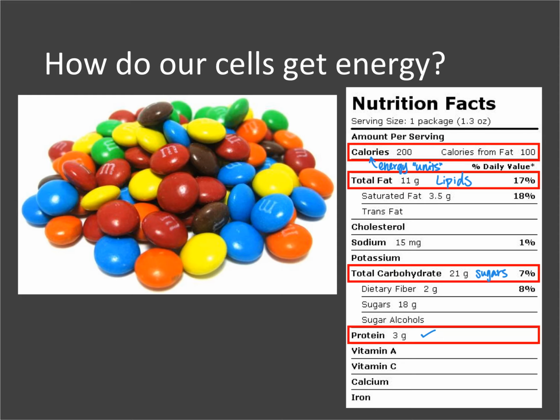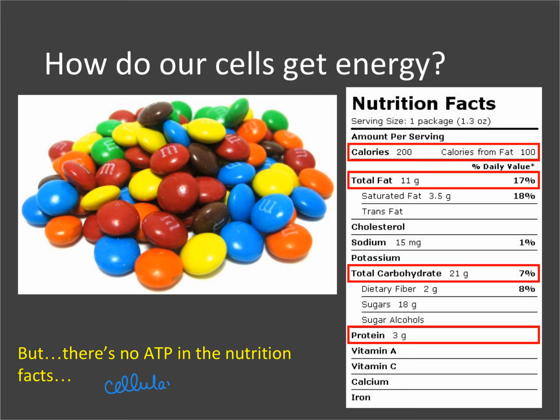But notice there's no ATP, right? So if there's no ATP in the nutrition facts, how do our cells get ATP? How do we get ATP into our body? And the answer to that question is by doing these chemical reactions known collectively as cellular respiration, which converts the carbohydrates and the fats and the lipids into ATP.